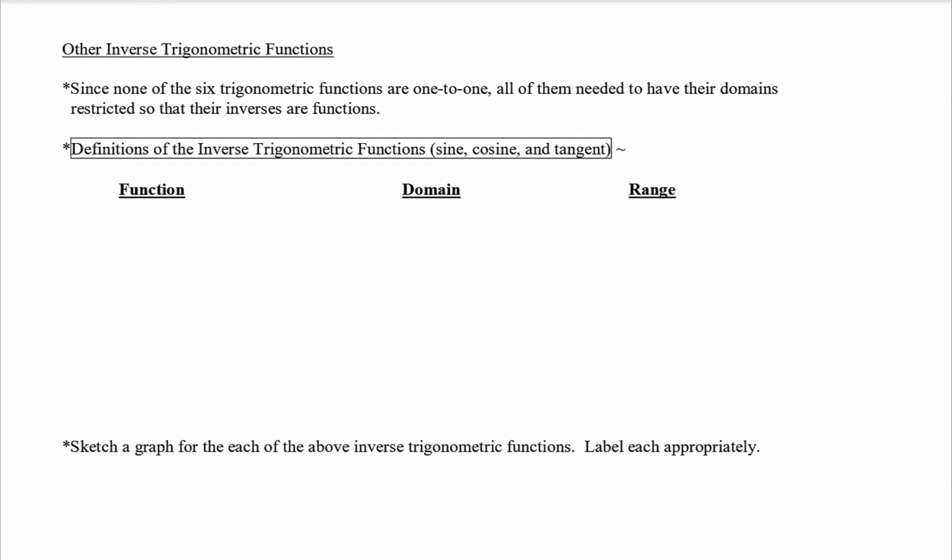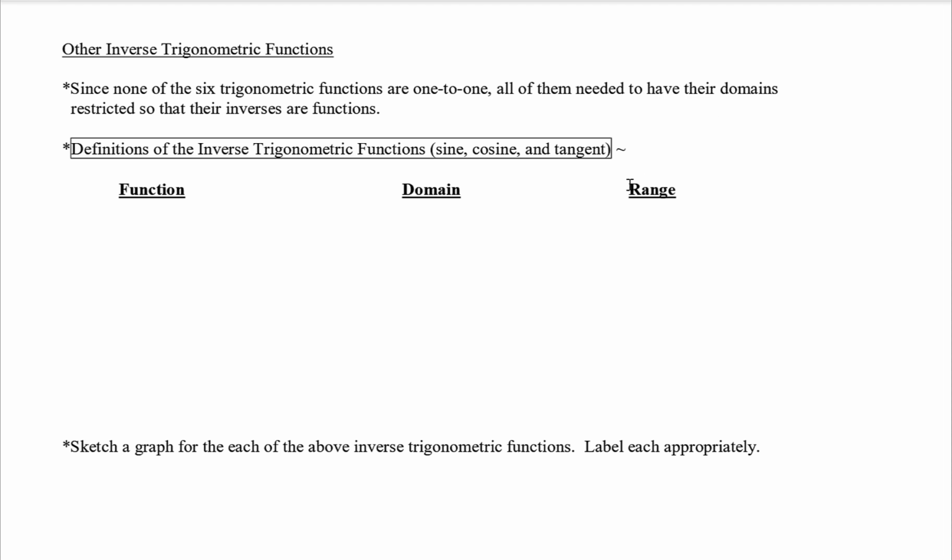Okay, so what about the other two? What about inverse cosine and inverse tangent? All right, so I'm not going to spend as much time going through the restrictions and why we need the restrictions because it's all for the same reasons, but I will hit the highlights.